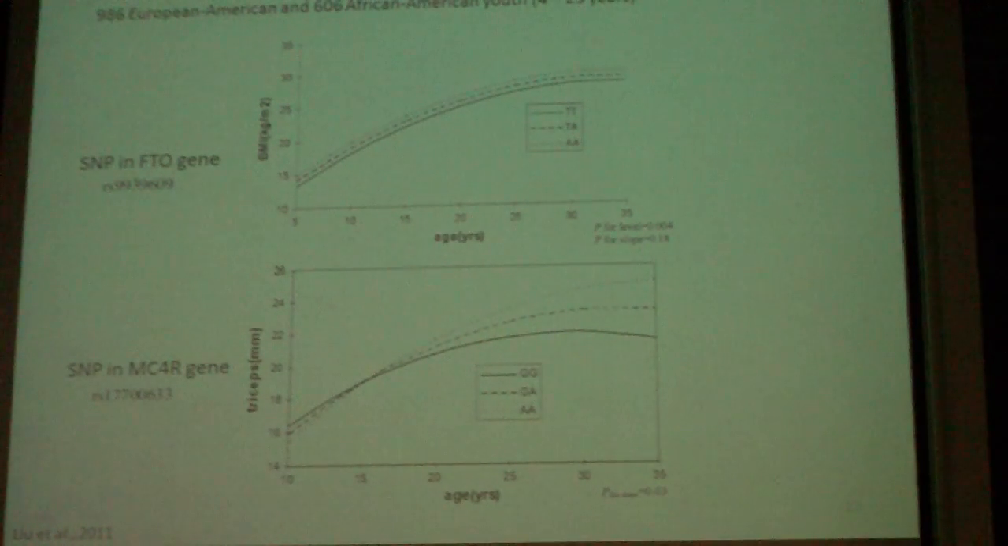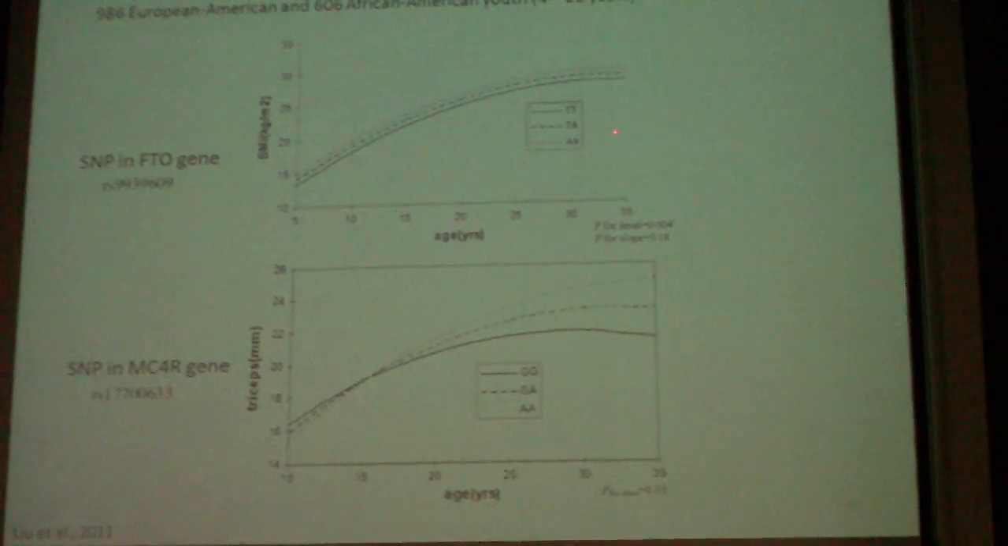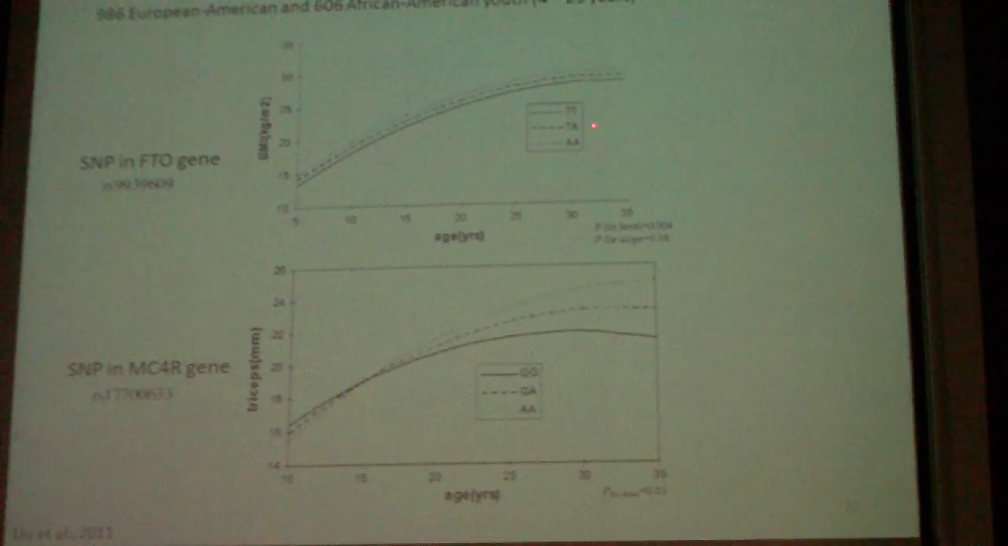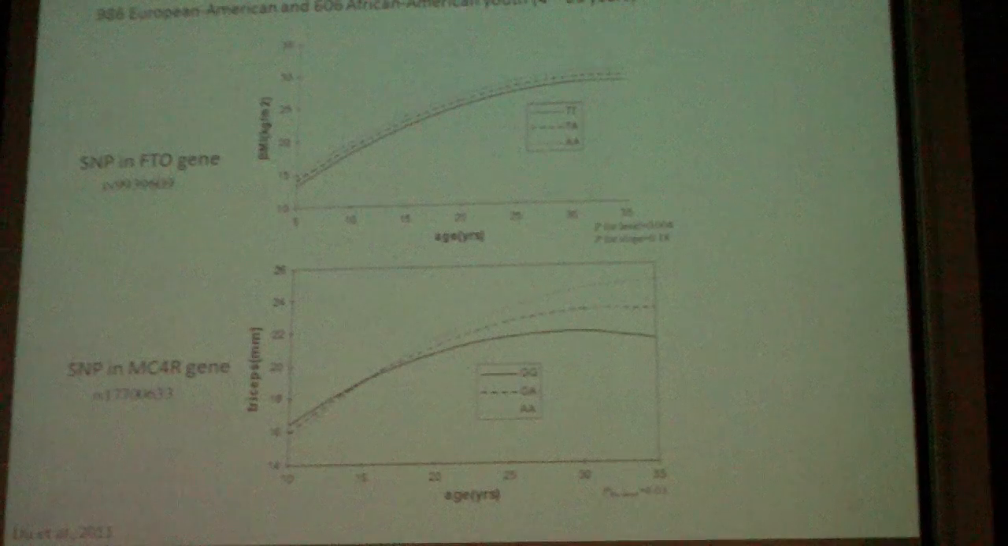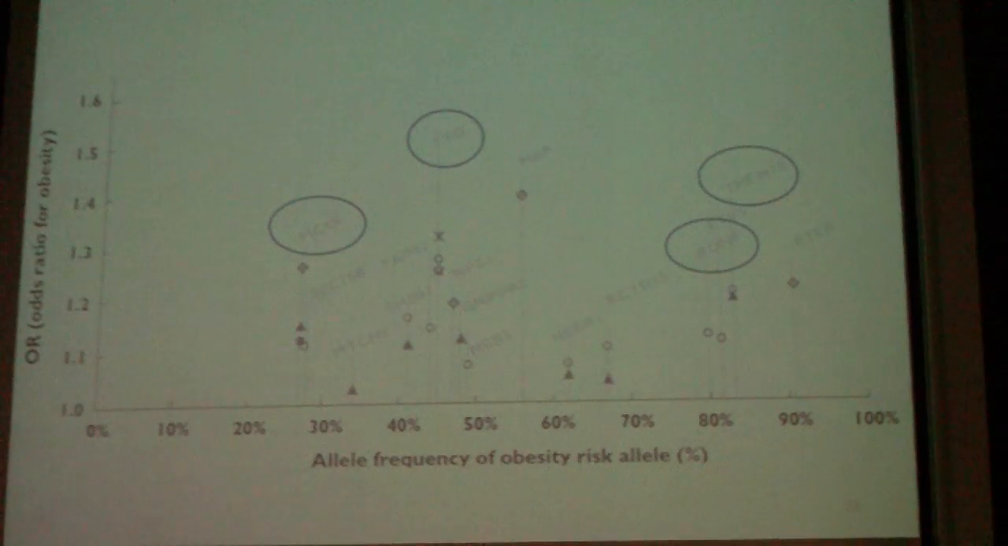A recent study already proved that a SNP in the FTO gene, a gene important in obesity, showed that subjects homozygous for the A allele had a higher increase in BMI compared to subjects homozygous for the T allele. They also saw that a SNP in the MC4 receptor gene, in subjects homozygous for the A allele, was associated with a higher triceps skin fold compared to subjects homozygous for the G allele. Another study searched for more SNPs, and they found that especially MC4 and FTO, but also TMEM and BDNF, are important in obesity.